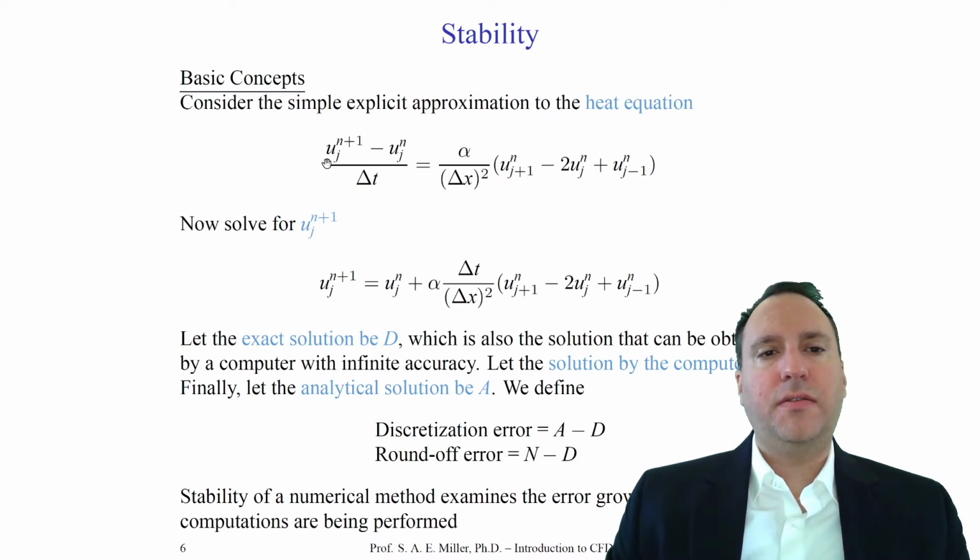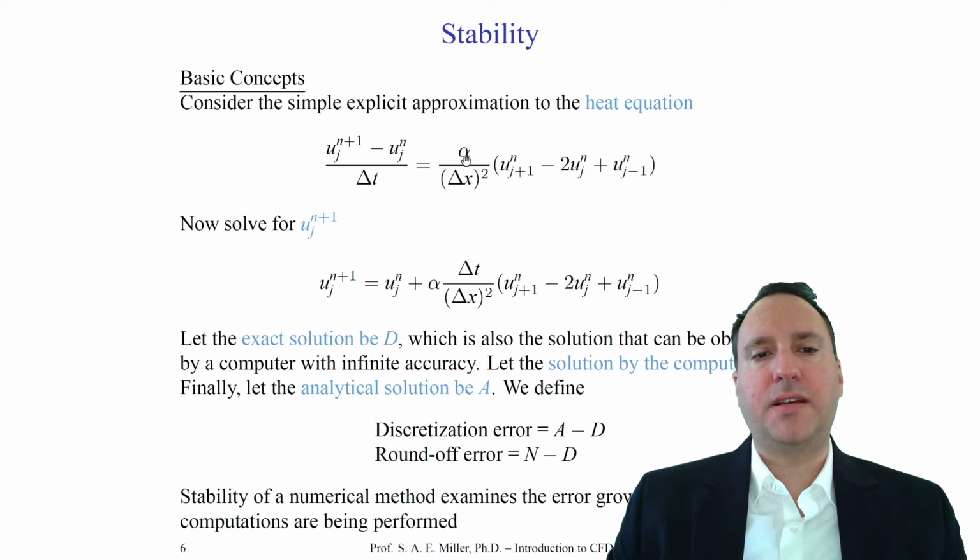Just so you recall, here u is the unknown variable, j is the index at a particular grid point, j plus 1 and j minus 1 are in the right and left directions respectively, delta t is the time step, delta x is the grid point spacing, alpha is a constant coefficient, perhaps the heat conduction coefficient. And of course, n is the time level. We know the solution at n, and we're trying to march to time n plus 1.